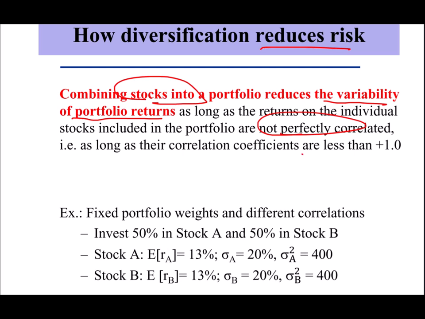Let's fix the portfolio weight. So we just put 50% in stock A and 50% in stock B. So it is a two stock case with a fixed portfolio weight, and we're going to vary correlations. Stock A: the mean is 13%, standard deviation is 20%, the variance is 400. Stock B: 13, 20, 400, they look the same in terms of mean and standard deviation.